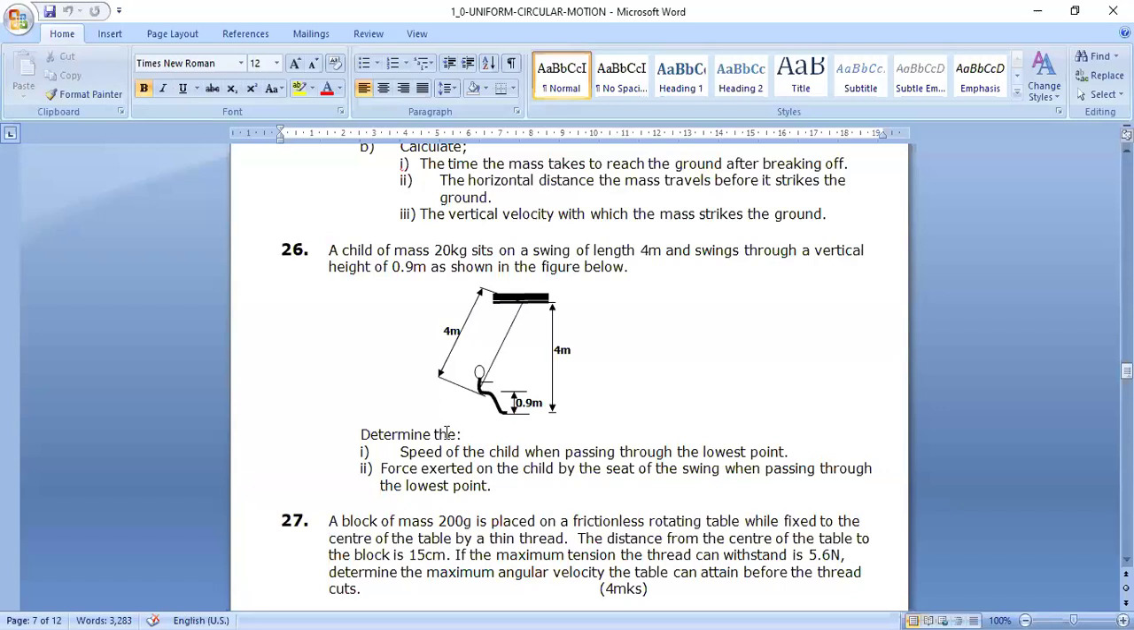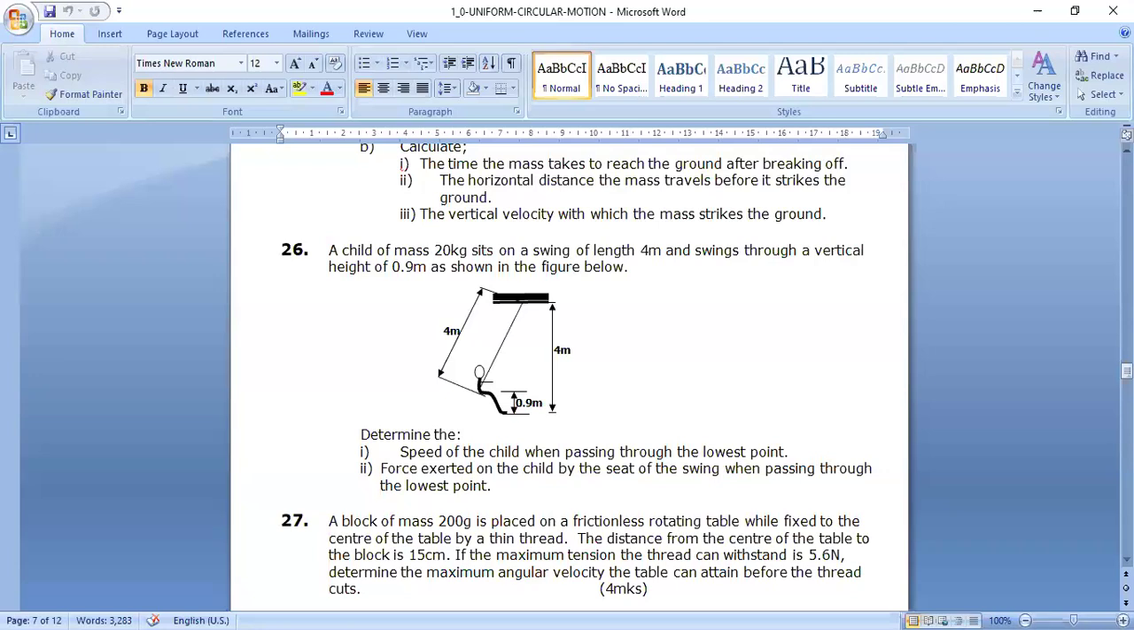Substituting, we have mgh equals a half mv squared. The mass of the child doesn't change, so we can ignore it on both sides. So gh equals a half v squared. g is 10, h is 0.9, equals a half times v squared. Therefore, v squared equals 9 times 2, that is 18. And the velocity will be the root of 18. The square root of 18 gives us 4.243 meters per second.